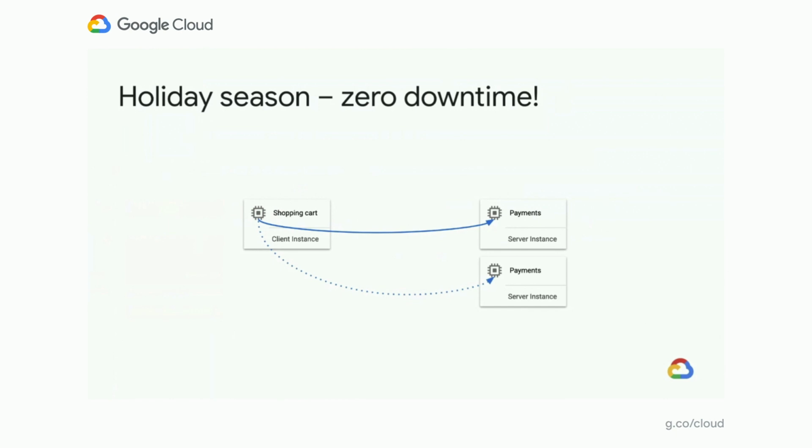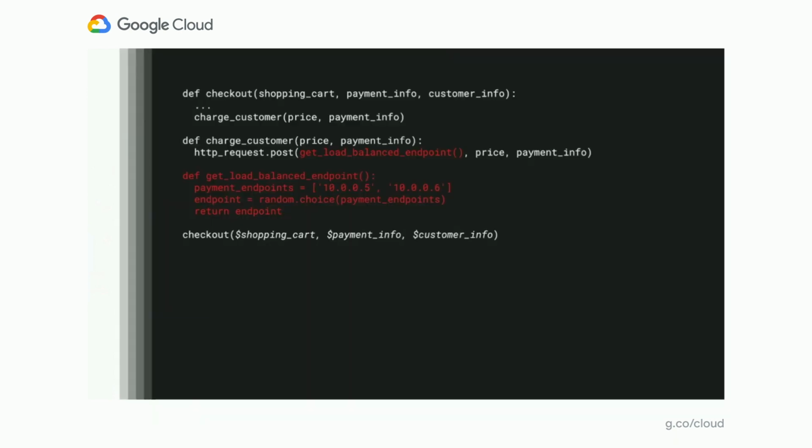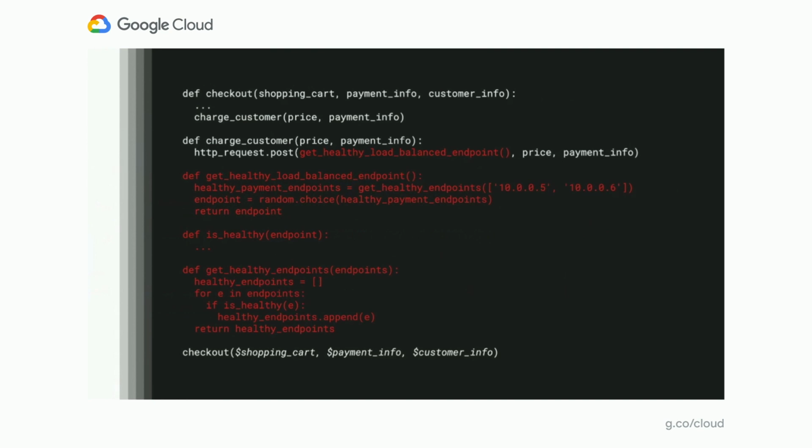And so rather than just randomly choosing one, which is what we did here, we are going to actually test those endpoints, make sure that they actually are healthy before we send traffic to them. And so rather than get load balanced endpoint, we update that function to be get healthy load balanced endpoint. And you'll notice there's even a function here, is healthy, which I don't know how to write. Basically, what this would do is figure out, it's got that IP address 10.0.0.5. Is it actually healthy? It would go and check, get healthy endpoints would look at each of the endpoints, whether they are healthy or not.